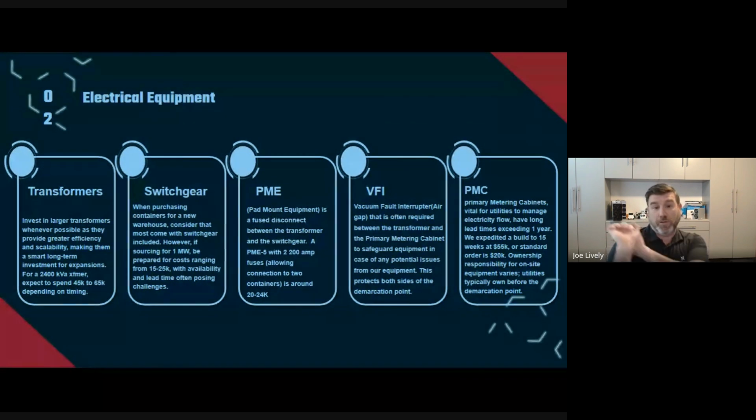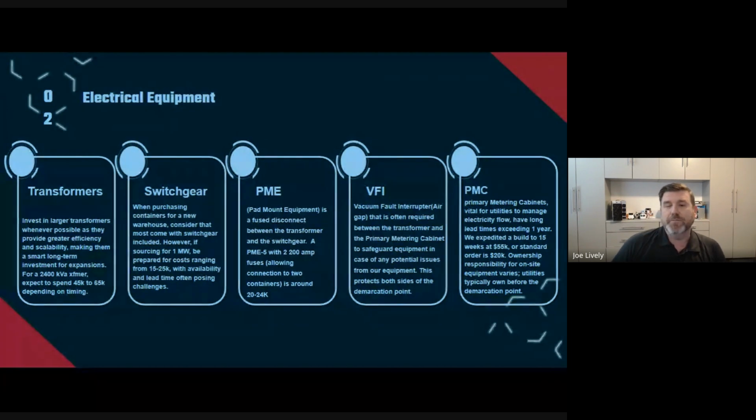When I was building out this first site down here local to me, they didn't mention any of the cost of the primary metering cabinets or other things that were required by them. And so I came in over budget by about $150,000 once it was all said and done, just because I didn't know the right questions to ask when I first got into it.